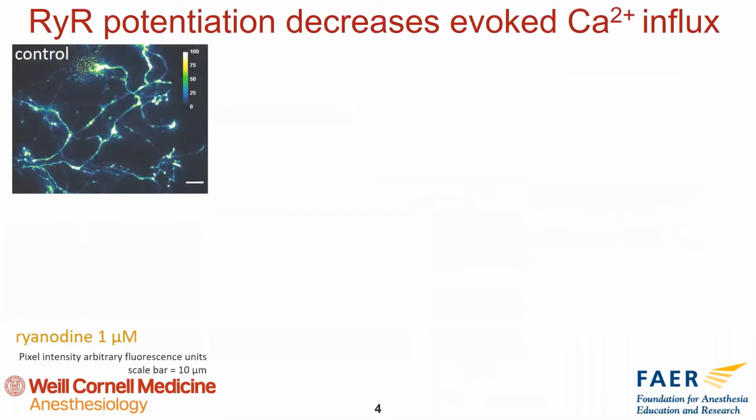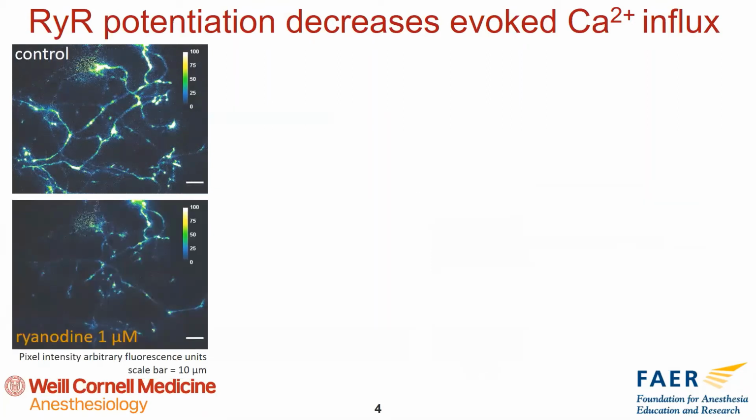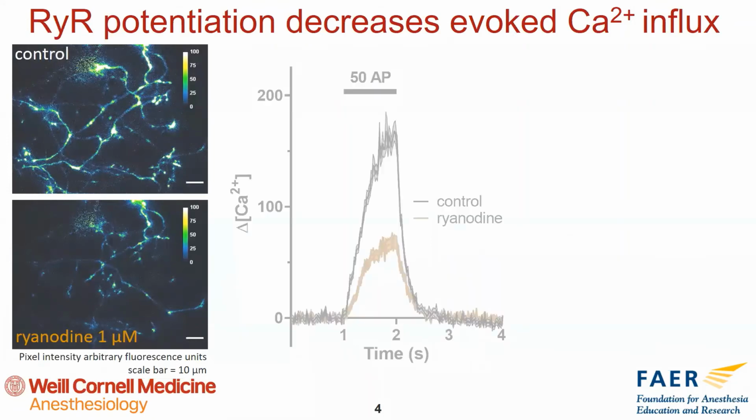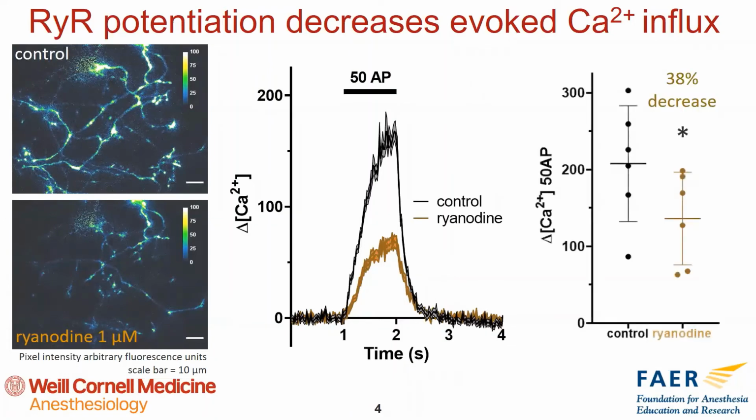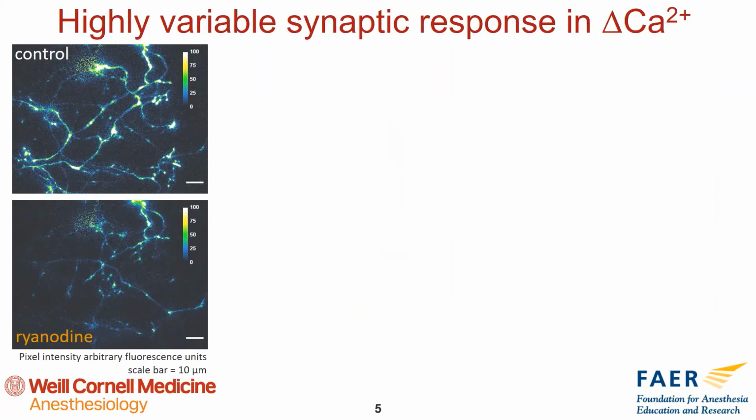These images show the baseline subtracted peak response in calcium influx in control and after a 30-minute treatment with the drug ryanodine at a dose known to potentiate the receptor. Ryanodine receptor potentiation caused a net decrease in evoked calcium, with a mean inhibition of approximately 38% compared to control conditions in the neurons studied. However, the mean response obscures interesting synaptic variability in the response to ryanodine receptor potentiation.